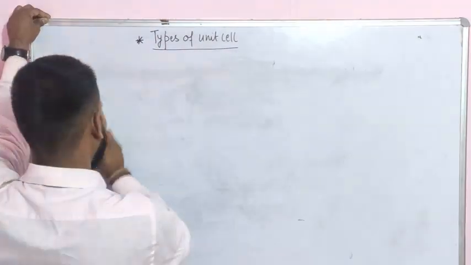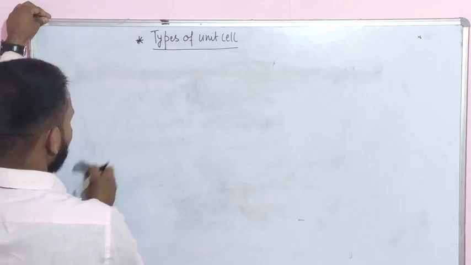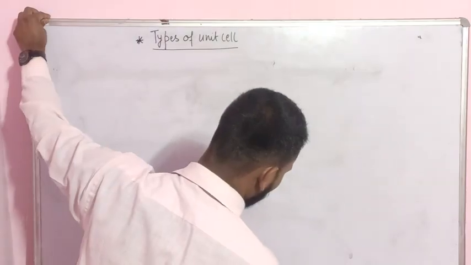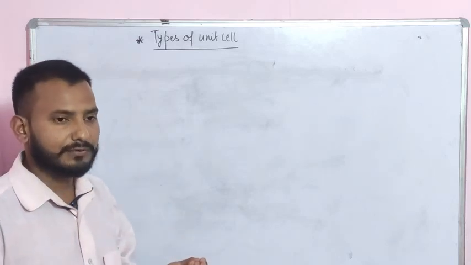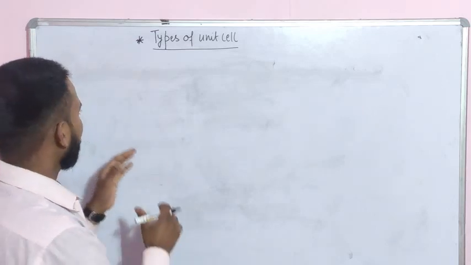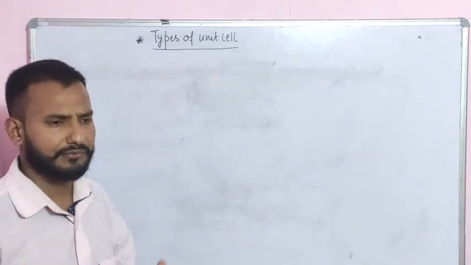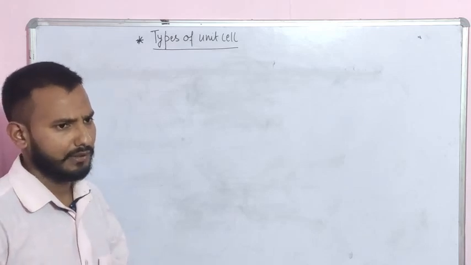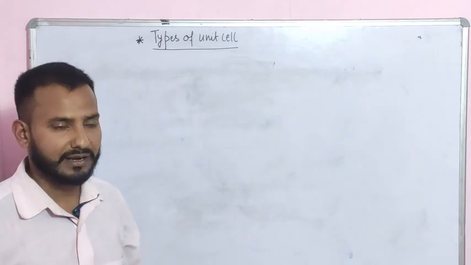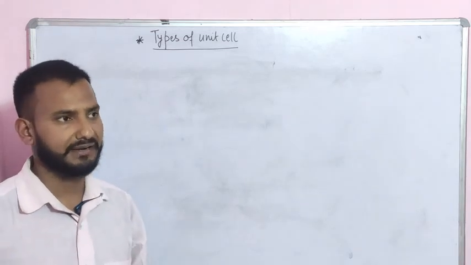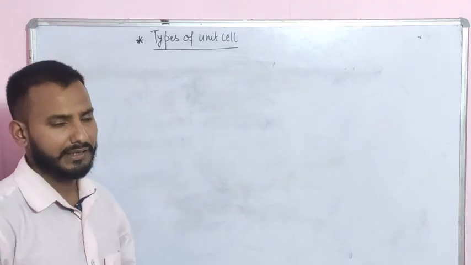So we will deal with such numericals also. But before starting this numerical problem, we are going to deal with calculation of some important points for simple cubic, body centered, face centered, and end centered one by one. We will deal with all the specific points regarding simple cubic, body centered, and face centered, one by one.